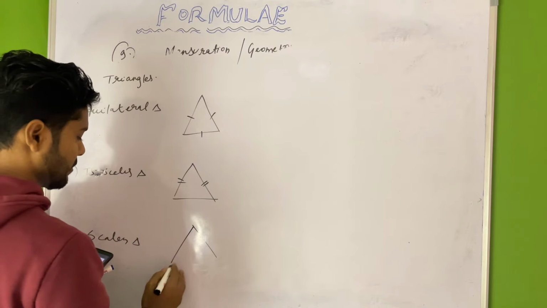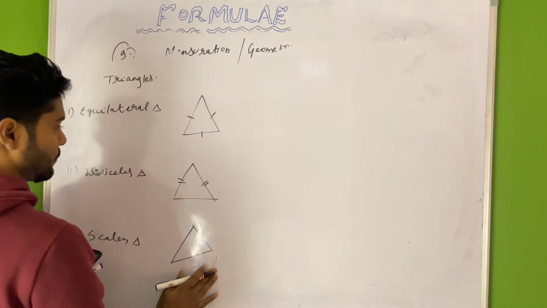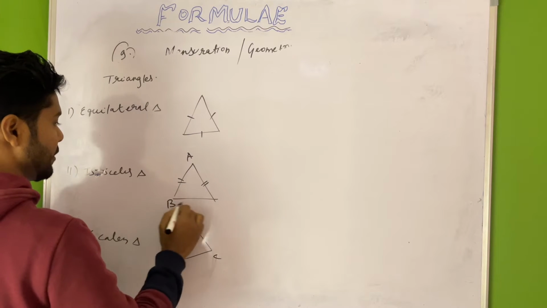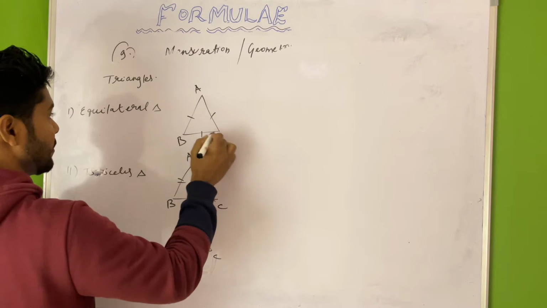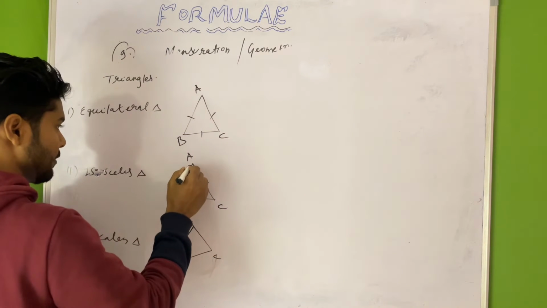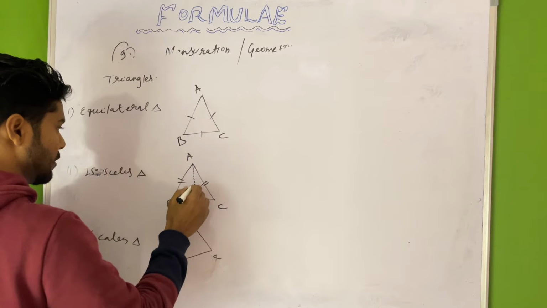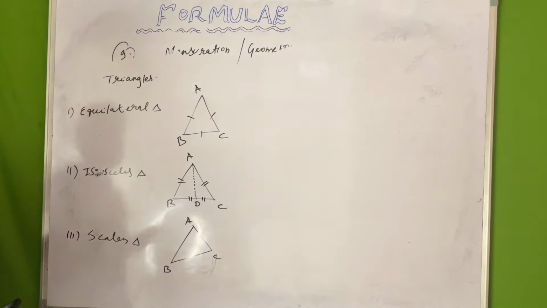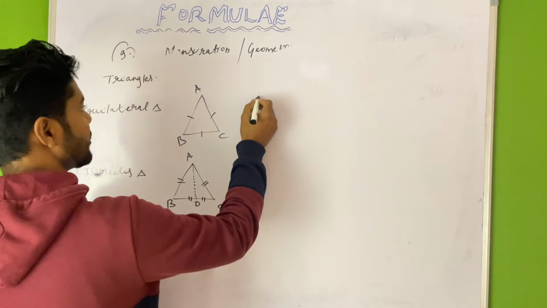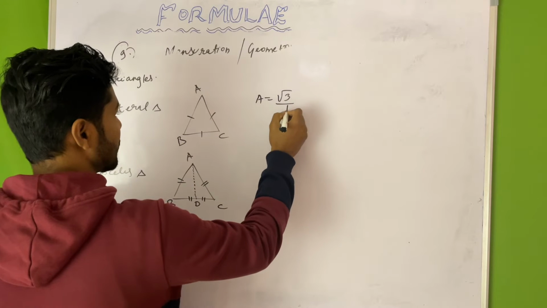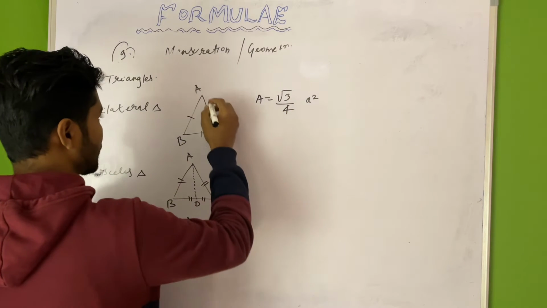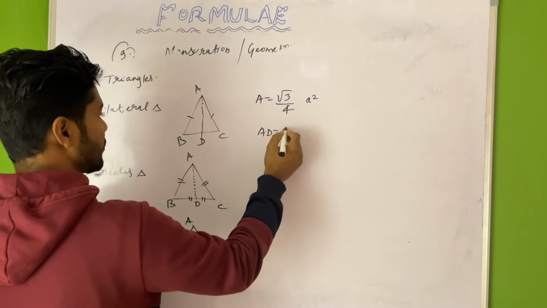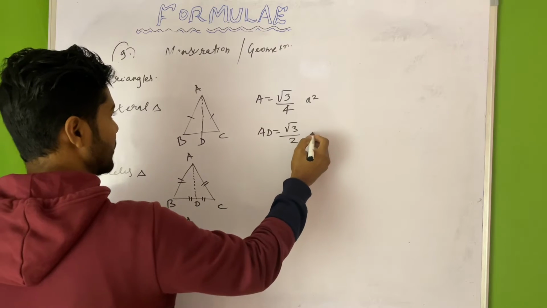Let us make this like this is A, this is B, this is C. Isosceles triangle, if I draw perpendicular to line BC, then this is equal to this. Area for equilateral triangle is root 3 by 4 side square. Side is A, therefore A². And the length of this median AD is root 3 by 2 into A.